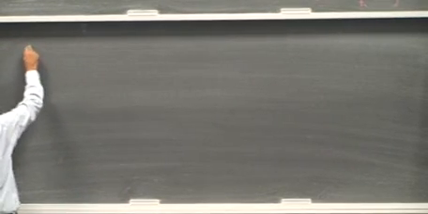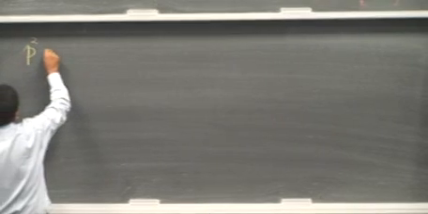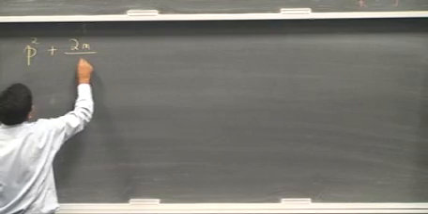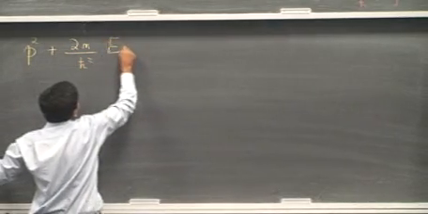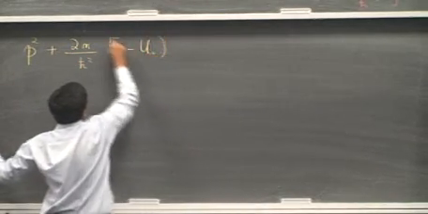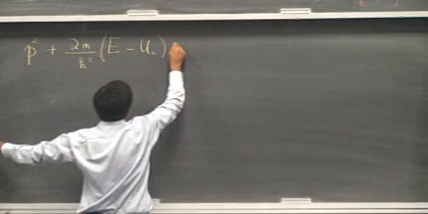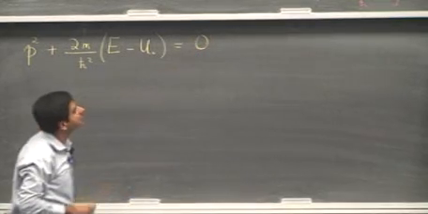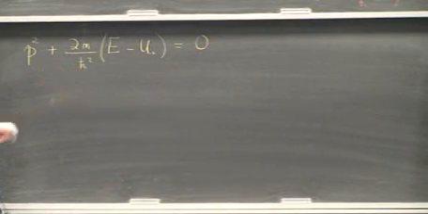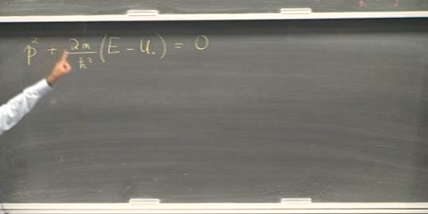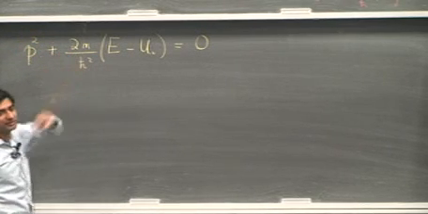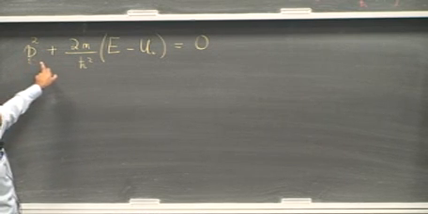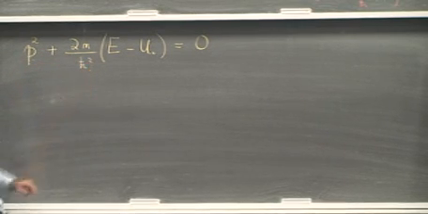Instead of m, I write p: p squared plus 2m over h bar squared times E minus U naught, we're talking about region 1, is equal to 0. This is the characteristic equation for the above differential equation. I have not used m here because m is reserved for the mass of the electron, so I have used p squared. So I have to find the roots of this characteristic equation.